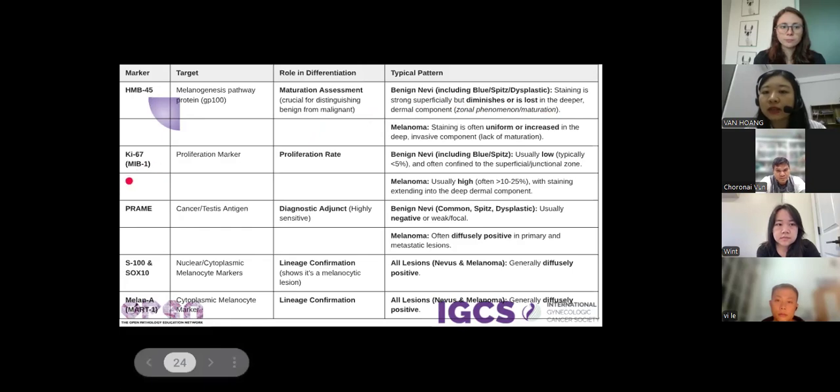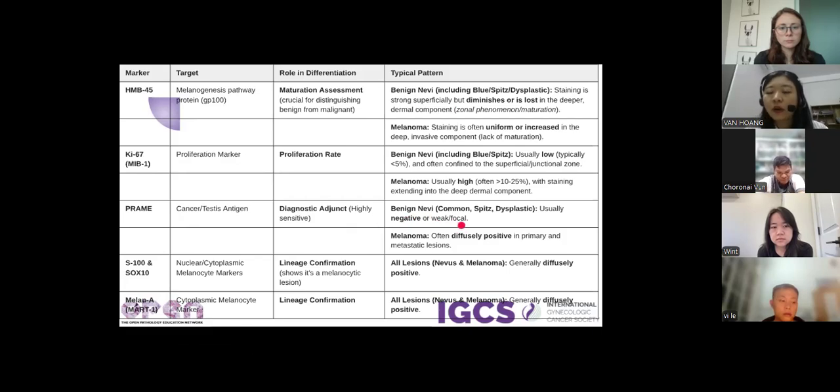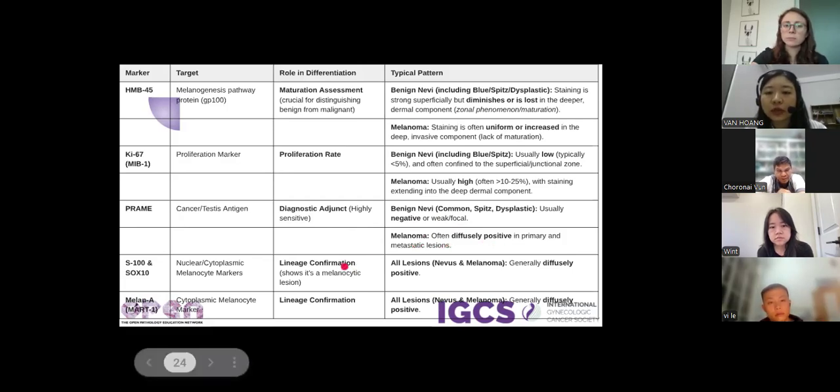With Ki67, the proliferation rate in benign lesions, including blue or Spitz nevus, is usually low, typically less than 5%, and is often confined to the superficial or junctional zone. With PRAME, it is highly sensitive for diagnosis. It's usually negative in benign lesions, or weak or focal. With melanoma, it's often diffusely positive in primary and metastatic lesions.